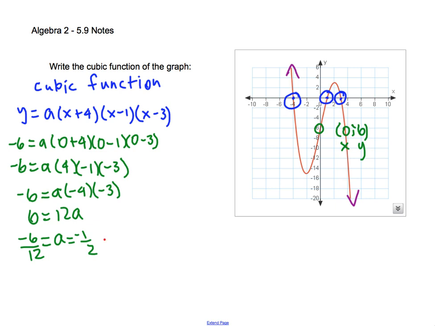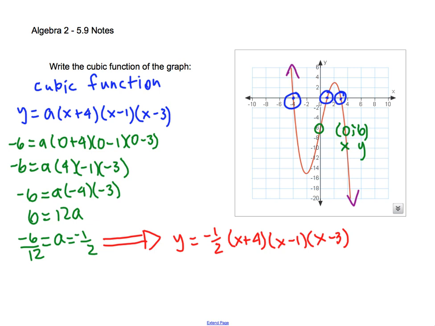So what would my equation be then, given this information? And again, we would need to write the equation down like we would graph it on our calculator. And it would just simply be y equals -1/2, there's the negative part, times x plus 4, times x minus 1, times x minus 3. And that's all that you need to do on this guy.